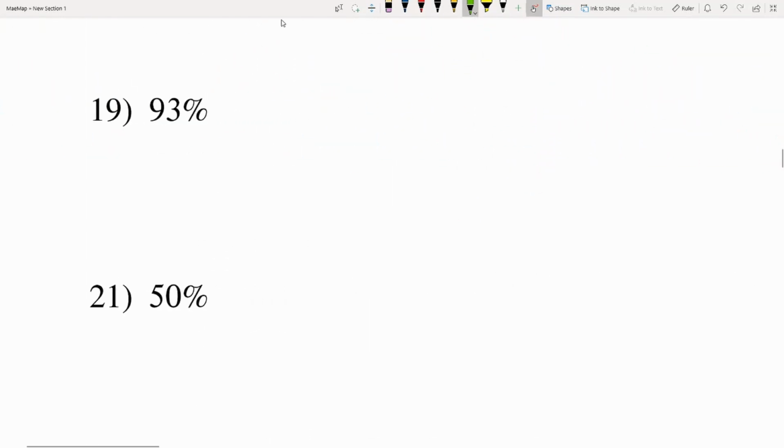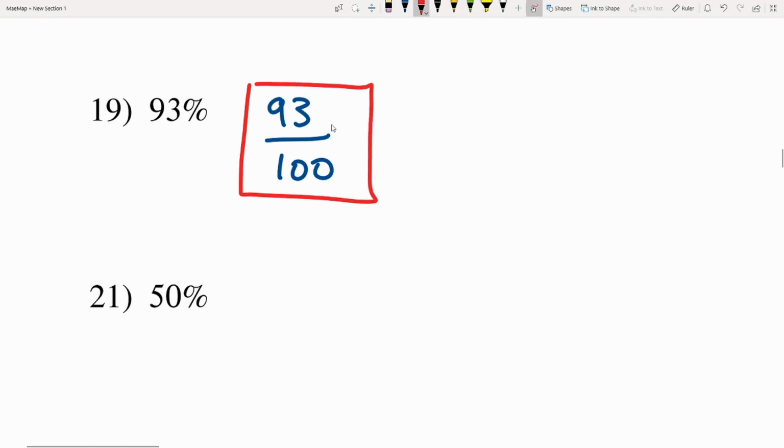Now, in number 19, we have 93%. So that's 93 over 100. And there's no way to simplify this fraction down because there's no factors that match between 93 and 100. Both are not divisible by the same number with the exclusion of 1. Therefore, there's no way to simplify them down.